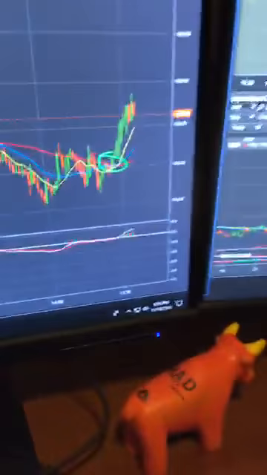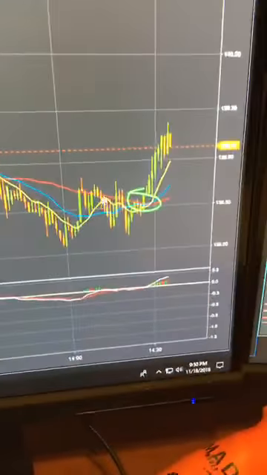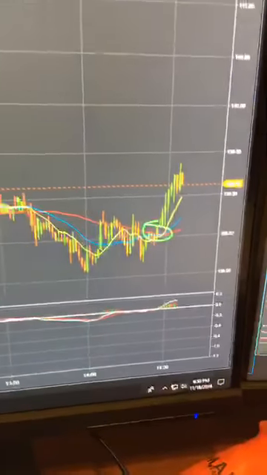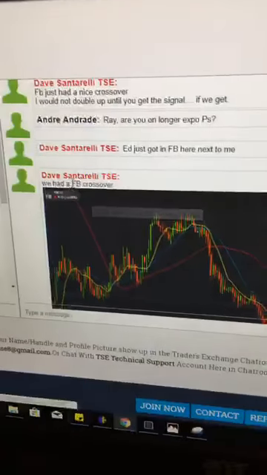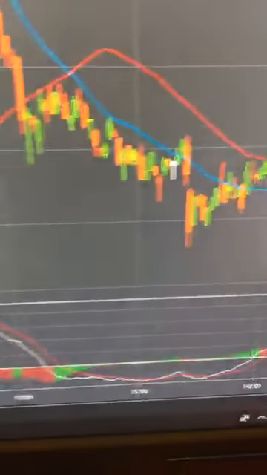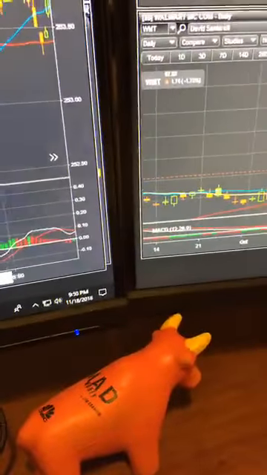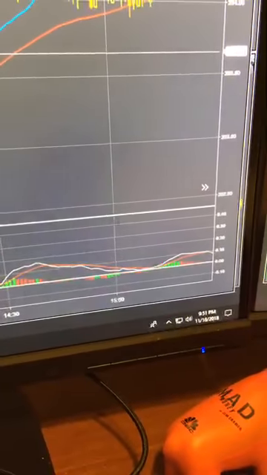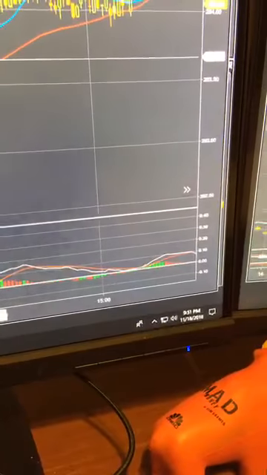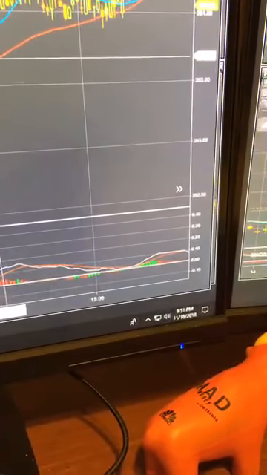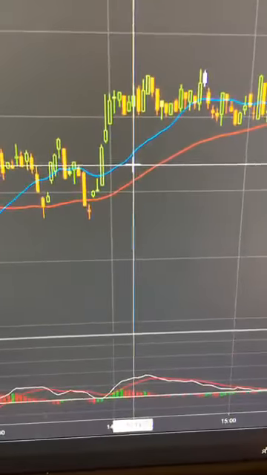And like I said, we're waiting for that crossover, the 20 above the red 50-day. We had that happen here. We go into the trade room. I said, guys, we had the crossover. This was at 1435. So 1435 is right there.